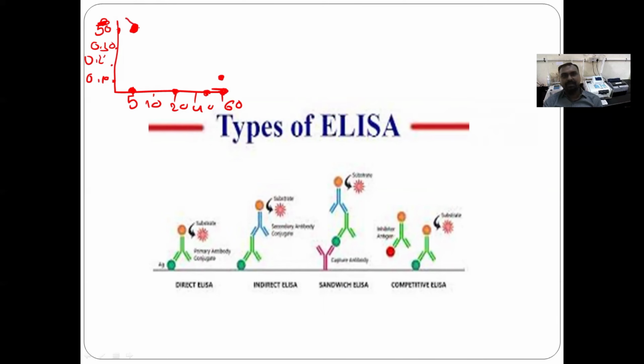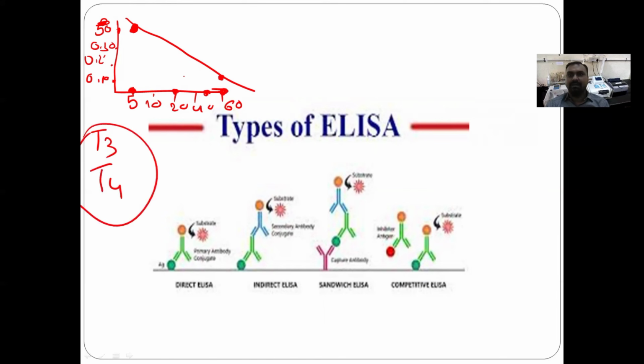So the graph will be decreasing. In competitive ELISA, the graph will be decreasing. So in T3 and T4 ELISA, the graph will be decreasing, while in TSH, which is a sandwich ELISA, the graph will be increasing, because it is directly proportional to the concentration of antigen in case of sandwich, while in case of competitive, the graph will be decreasing.